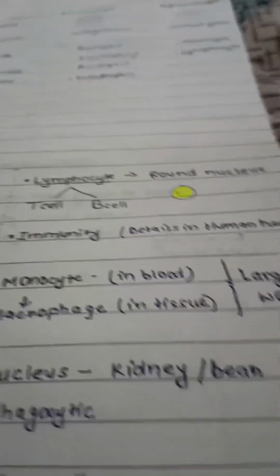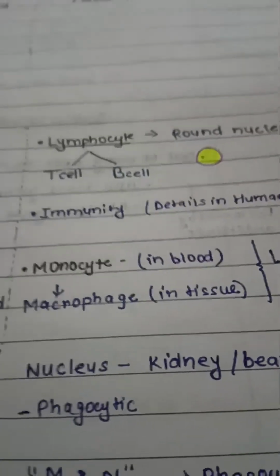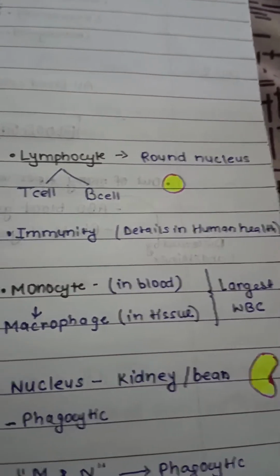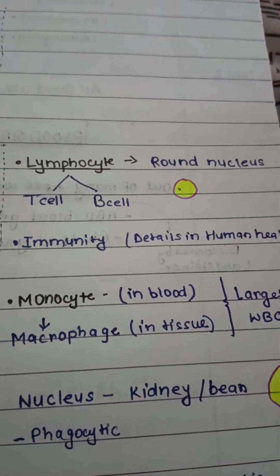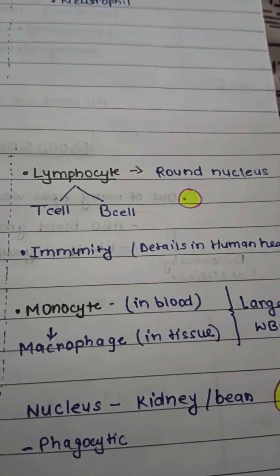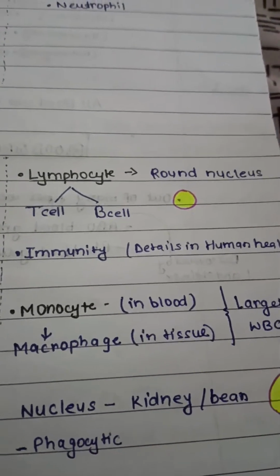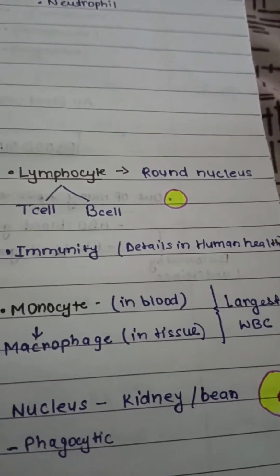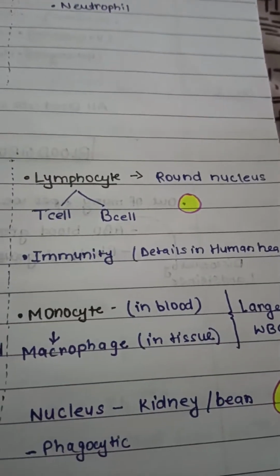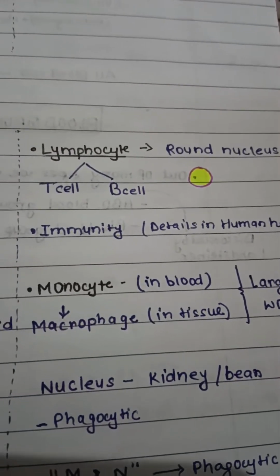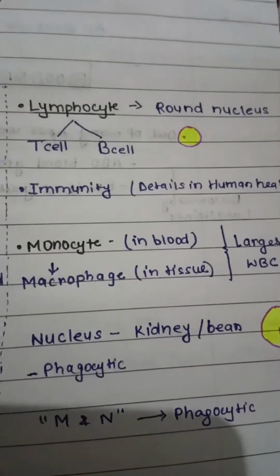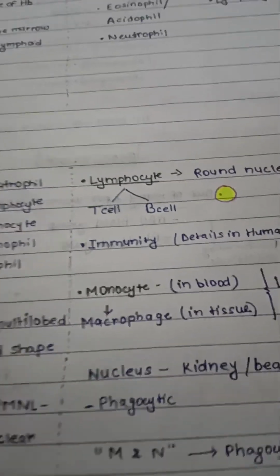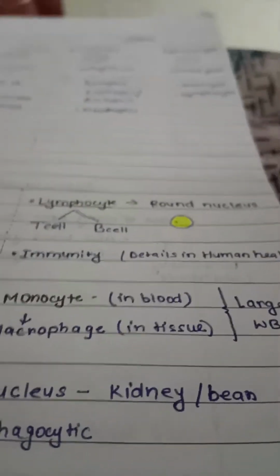The lymphocyte has a round nucleus and it has T cells and B cells. Immunity details are in human health. Monocyte is called a monocyte in blood and a macrophage when present in tissue. They are the largest WBC. The nucleus is kidney bean shaped. And it is phagocytic. Monocytes and neutrophils are phagocytic.